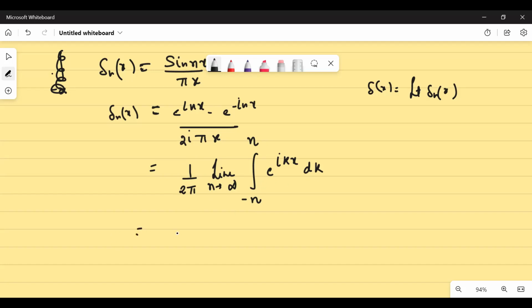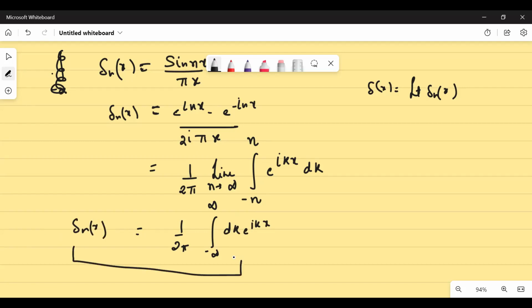And if you remember this particular thing, 1 upon 2 pi, integral from minus infinity to infinity, dk e की power iota kx, what does this represent? So if you go in the literature and find what is Fourier transform, so Fourier transform would be given like I'll write it here. If I write the Fourier transform of function fx, then it is given by integration from minus infinity to infinity fx e की power iota, probably plus minus.